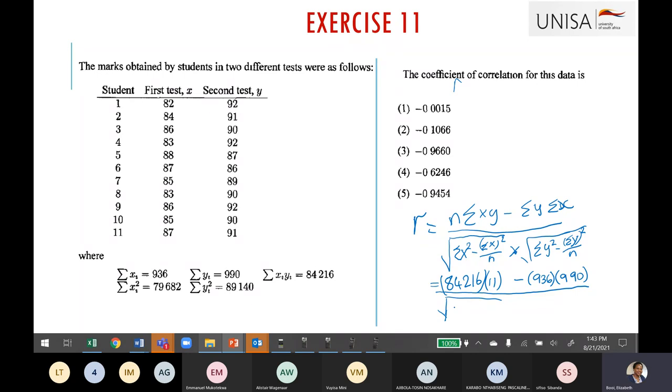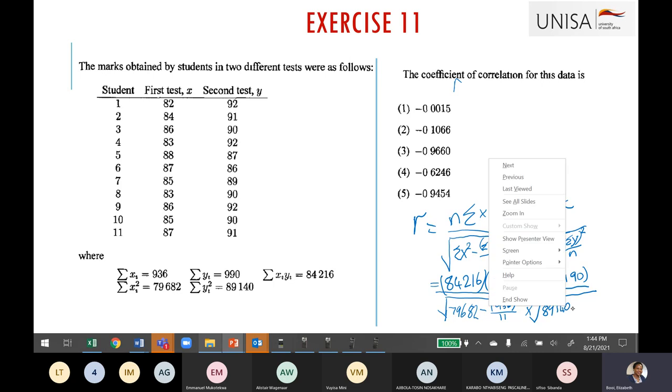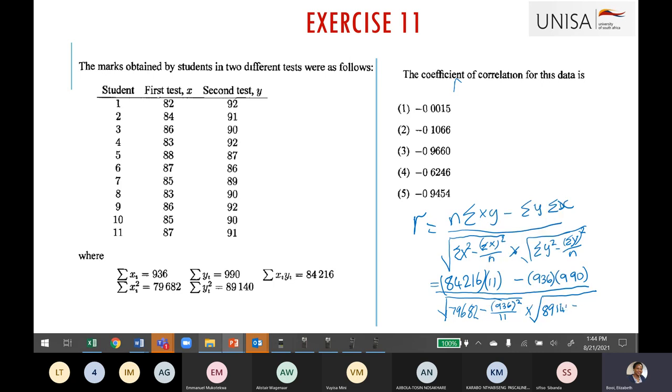sum of x squared, 79682 minus the sum of x, 93 multiply by sum of y squared, 89140 minus the sum of y, 990 squared, divided by 11.